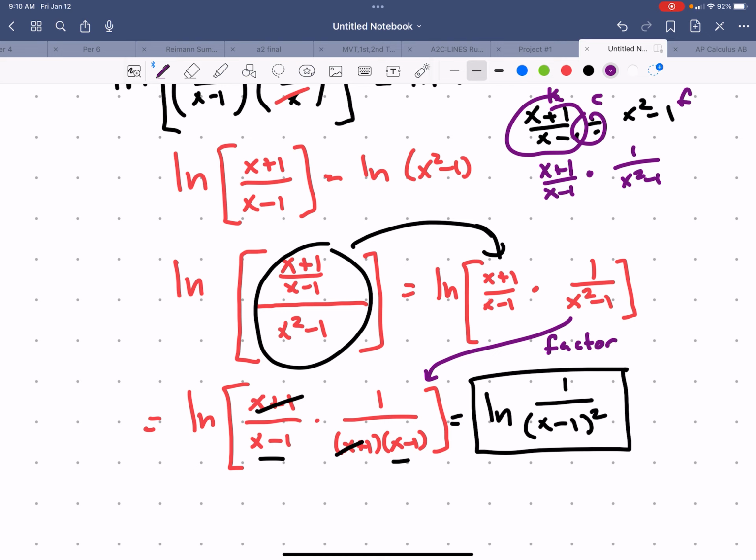But that's basically it, just some little multiplication. That's why they say you need to be good at your algebra. But yeah, that's it.